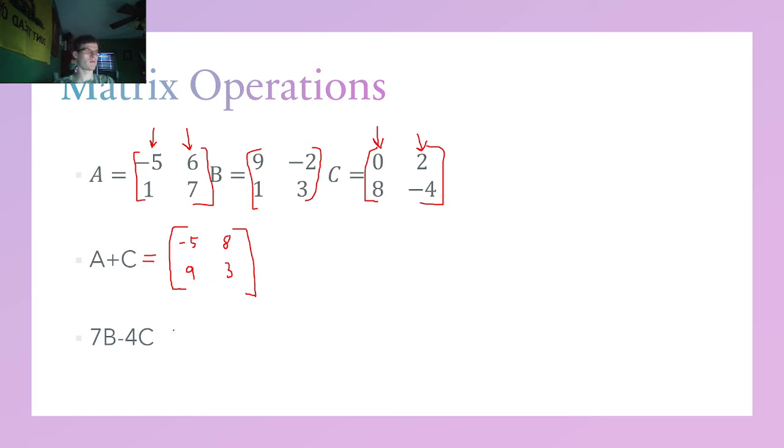All right, let's do 7B minus 4C. So that means we are multiplying B times 7. So each term is being multiplied by 7 here. So let's make that matrix. 9 times 7 is 63.